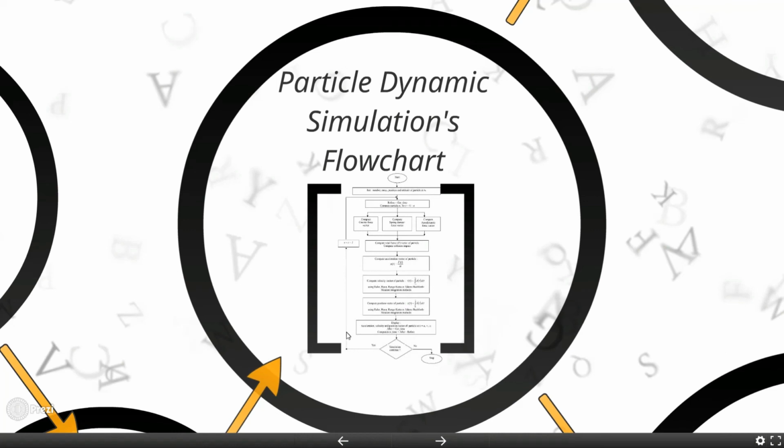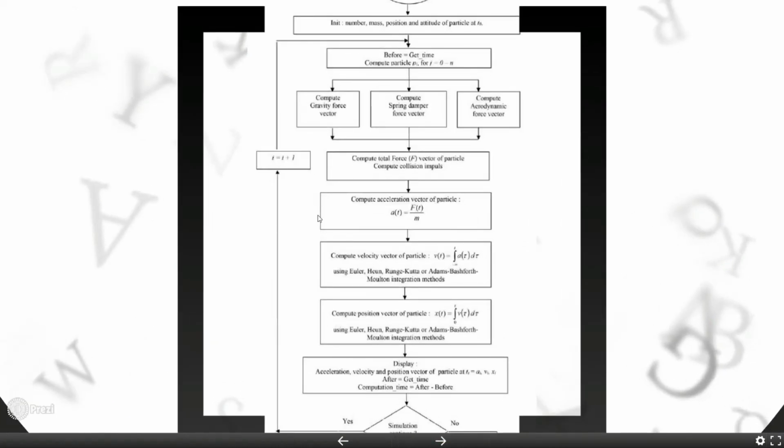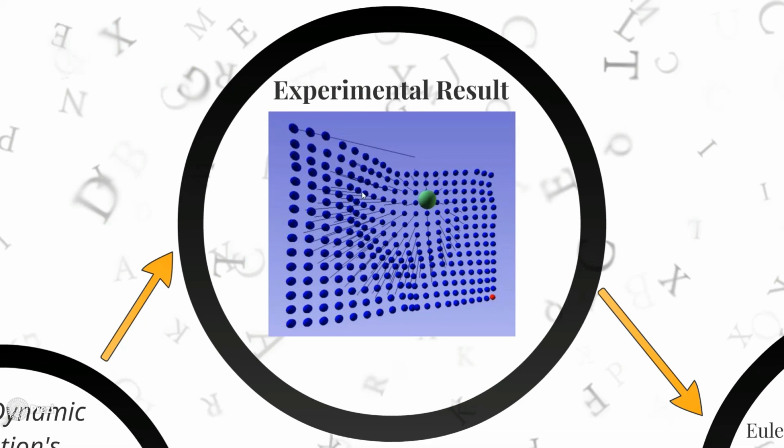This is the particle dynamic simulation flowchart, where you can see that it computes the velocity vector of particles using the 4 integration methods. And this is the 3D simulation of the experimental result using Microsoft Visual.